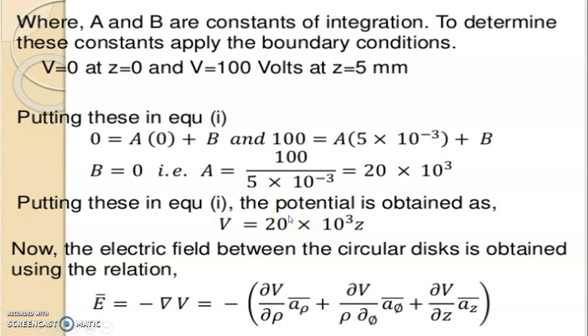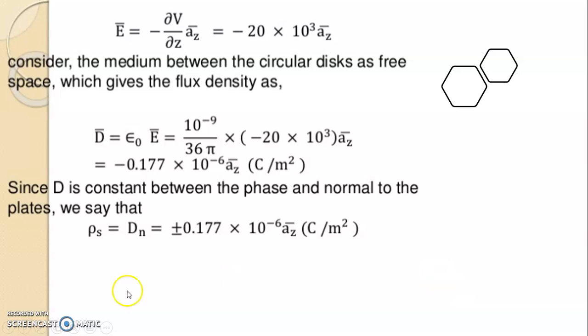Now in the question it is asked to find the value of E. So E is equal to minus del V. So it is del V upon del rho of a rho, plus 1 by rho del V upon del phi of a phi, plus del V upon del z of a z. This is the formula which I have already discussed. So E is minus del V upon del z, which is minus 20 into 10 to the power of 3 a z. Once you know E, you can calculate D. D is epsilon 0 E. So you can calculate D. And rho s is the surface charge, which is D dot n. It is plus or minus on the surface. So it will be plus or minus 0.177 into 10 raised to the power of minus 6.